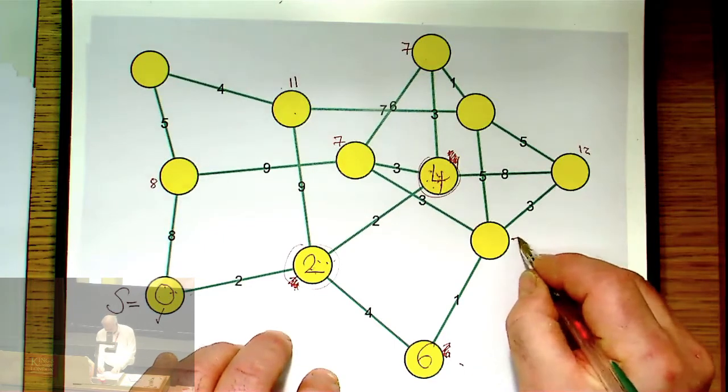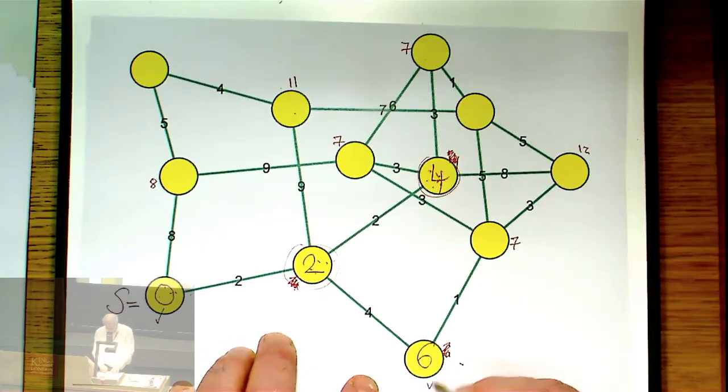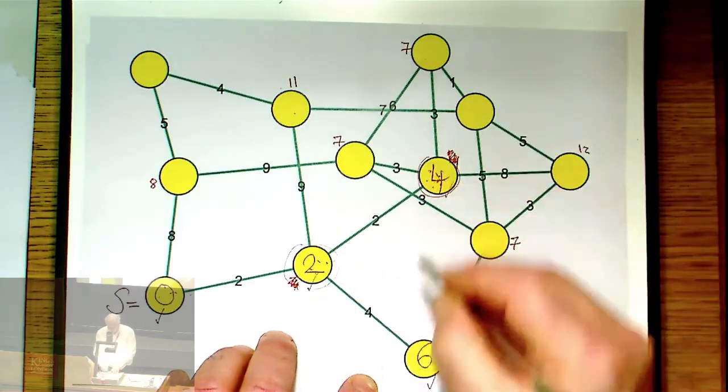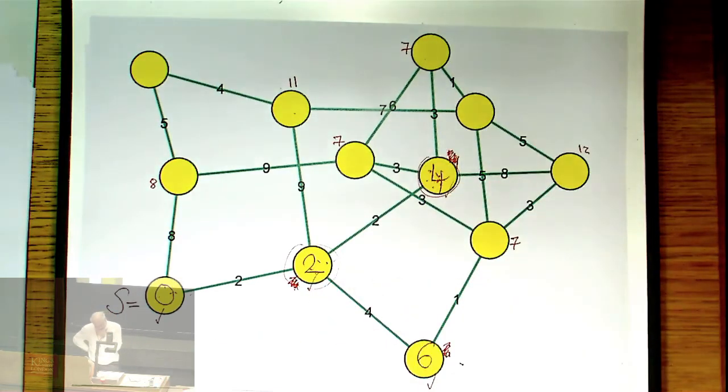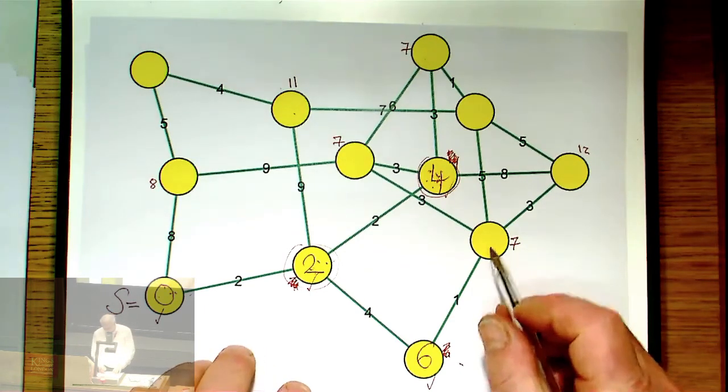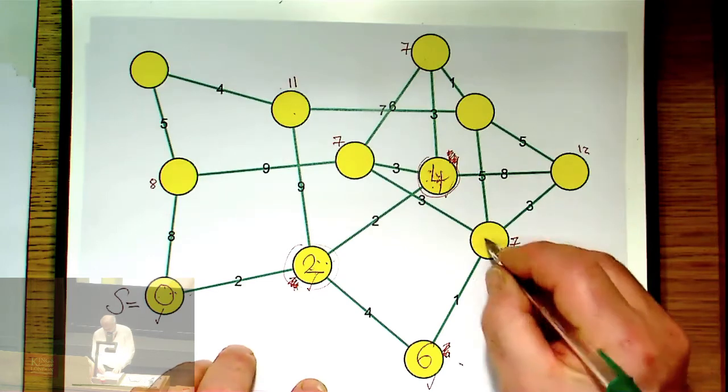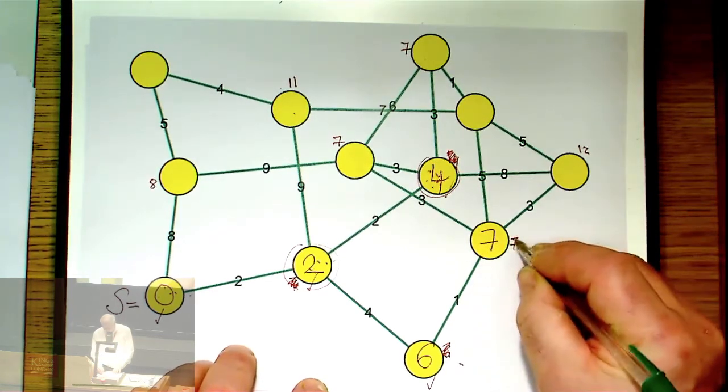6 plus 1 is 7. I've now done the 6. I really should have put ticks when I finished. I've done the 6. Now, what is the smallest number? Well, there are the 3 7s. It doesn't matter which one I start with. Let's start at the bottom. This is a 7, so I make that permanent.